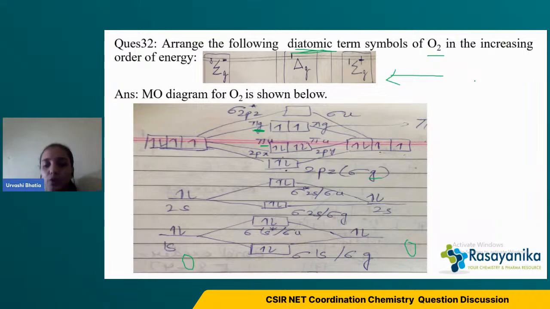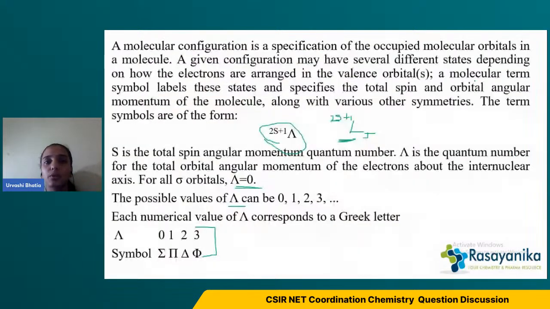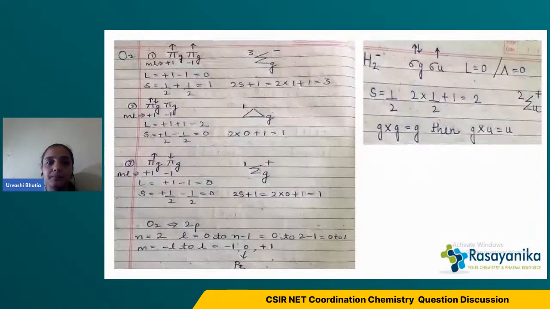I'm just showing you for your understanding. Although it is not required in this question, you should know it because such questions are also asked, deriving the term symbol. So for the O2, you can see here now pi g and pi g. I showed you there.